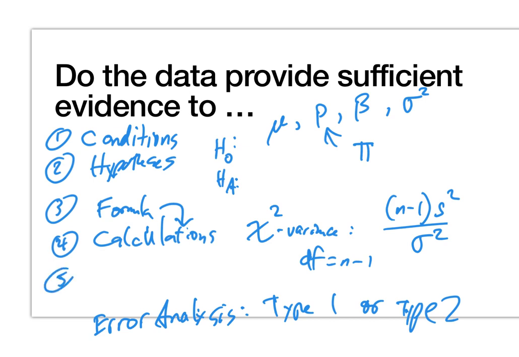All right. After I have my calculations, I'm going to make a conclusion. Either I reject the null or I do not reject the null. Six, interpretation. And then seven, where asked, error analysis. What would a type 1 error be? Really, it comes down to your conclusion. If your conclusion is I do not reject the null and you made an error, that would have been a type 2 error, where I did not reject the null when I should have. If my conclusion is reject the null, and I later find out I was wrong, that's a type 1 error. I rejected the null when I shouldn't have.